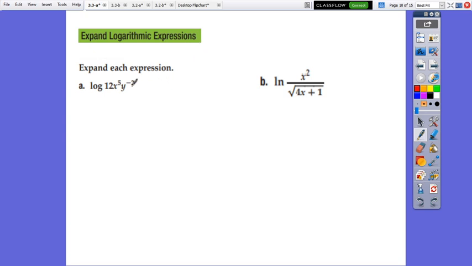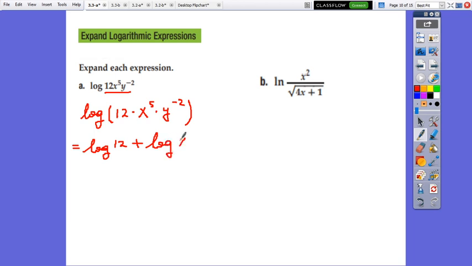Expand the logarithmic expressions. The numbers in the log are factors, so I will write it again with times between them. It is 12 times x to the 5 times y to the negative 2. First of all, we will apply the product property, so we distribute the log to each part. It will be log 12, times changes into plus, log x to the 5 plus log y to the negative 2.